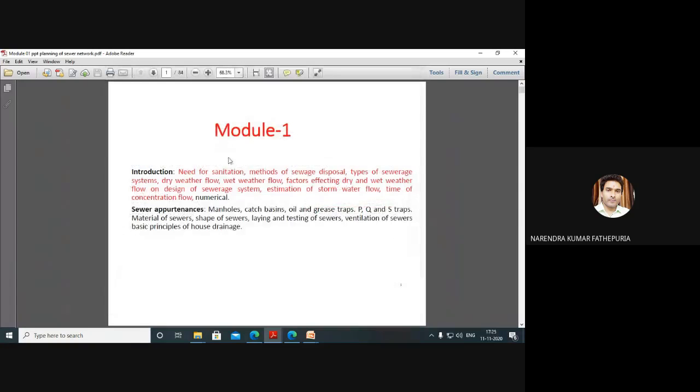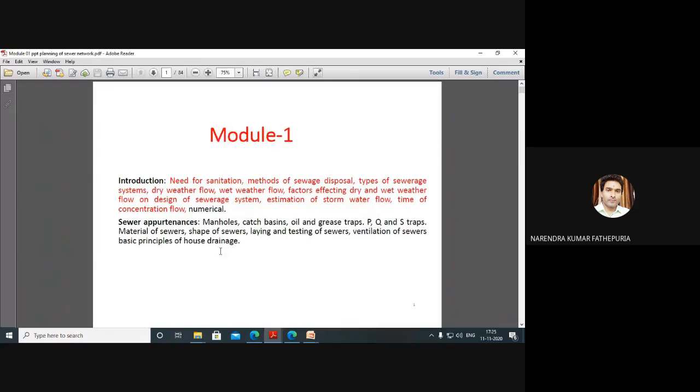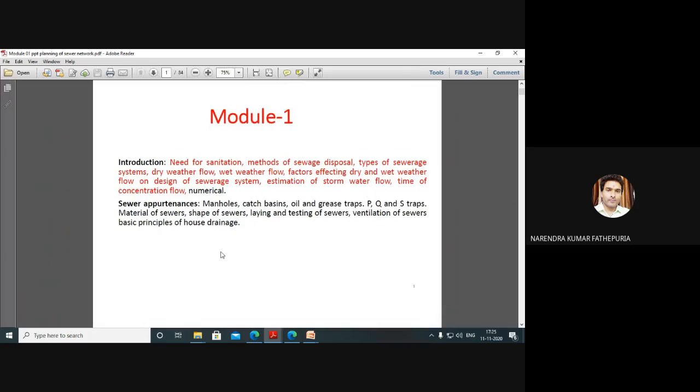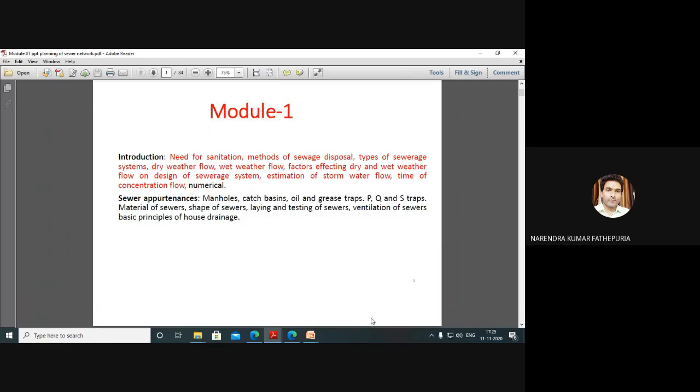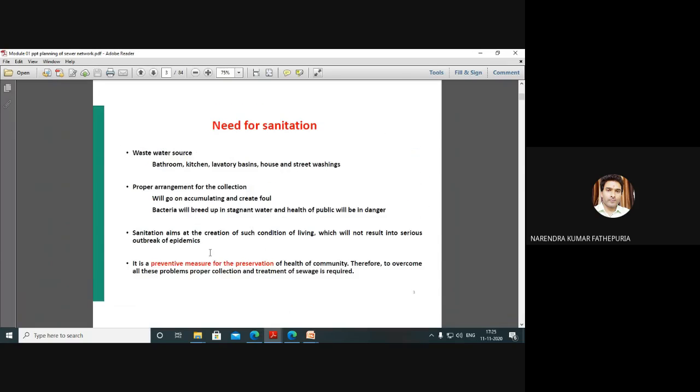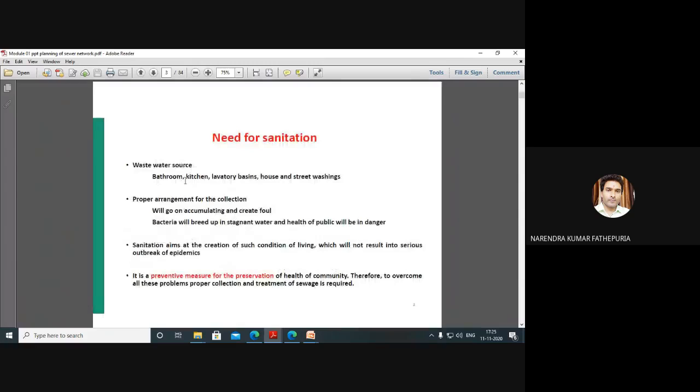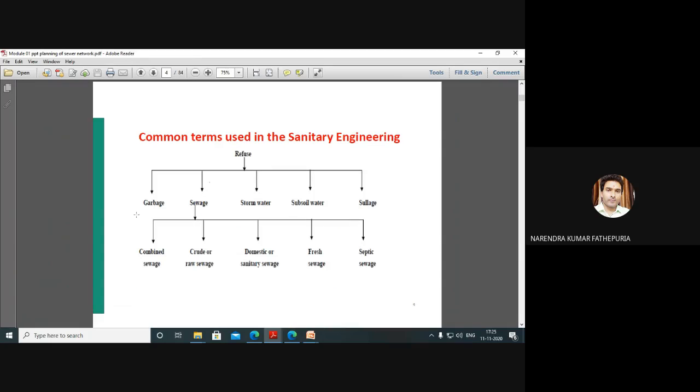Just quickly, we'll revise the formulas. I'm not going into too much detail, since we have already studied this and are regularly studying it right now. These are the various definitions for sanitation, bathroom, kitchen, laboratory, and wastewater sources. What are the sources of wastewater? These are the definitions for garbage, sewage, stormwater, and subsoil water.